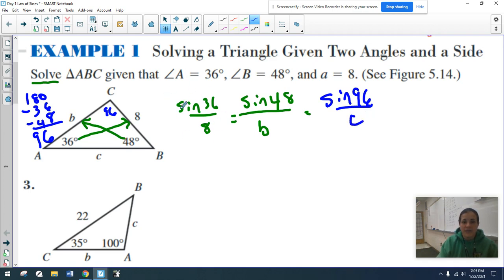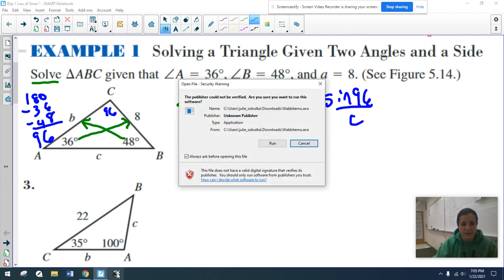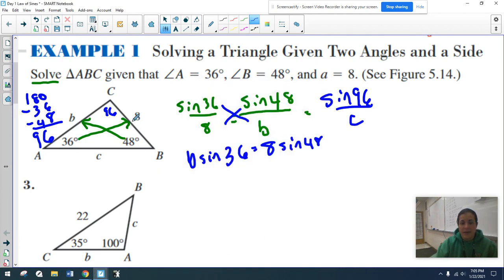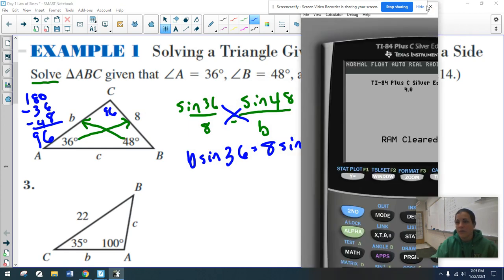Okay, so obviously you want to use this fraction right here to cross multiply because it has the numbers. So we can cross multiply here. That's going to give me b sine of 36, and this is going to give me 8 times the sine of 48. Okay, so if I do that in my calculator, wow.